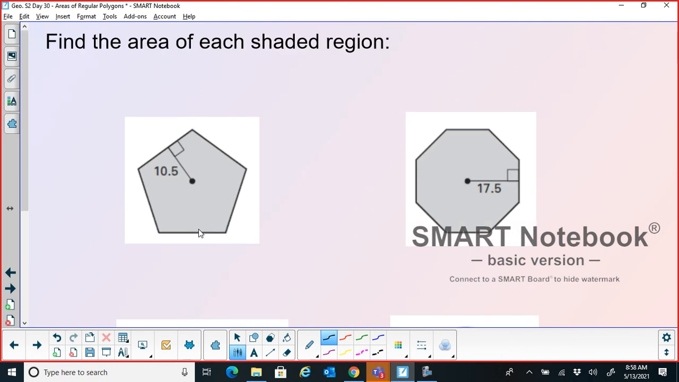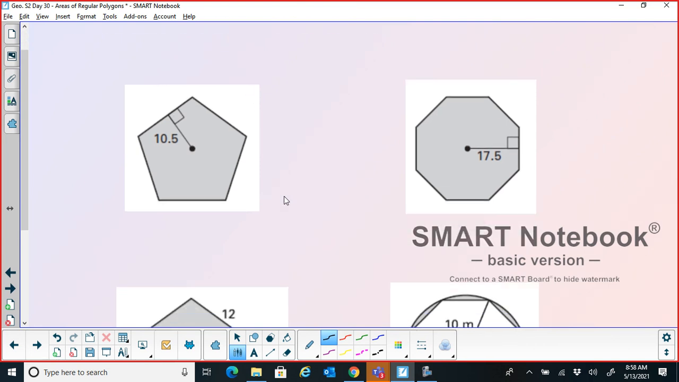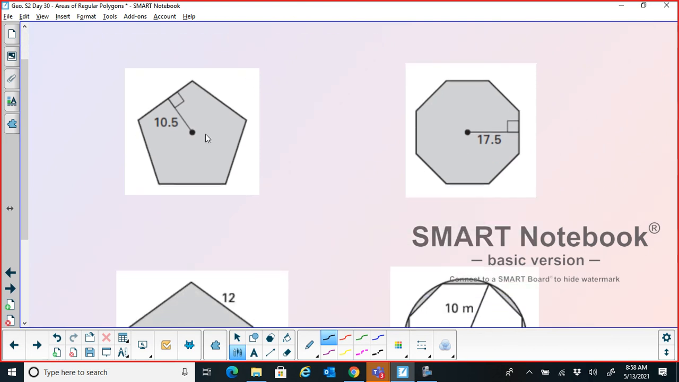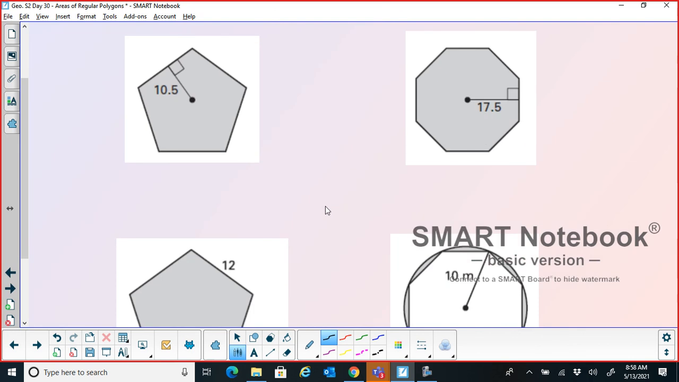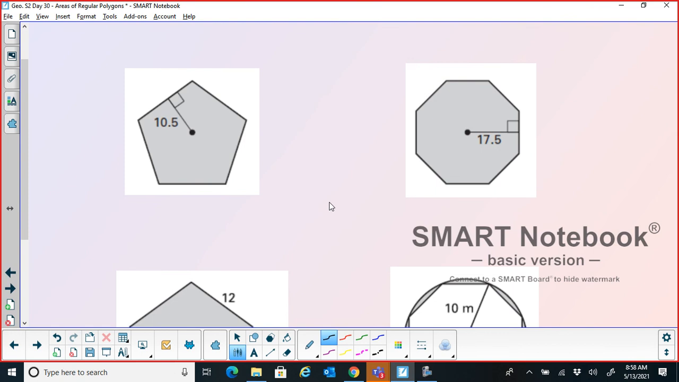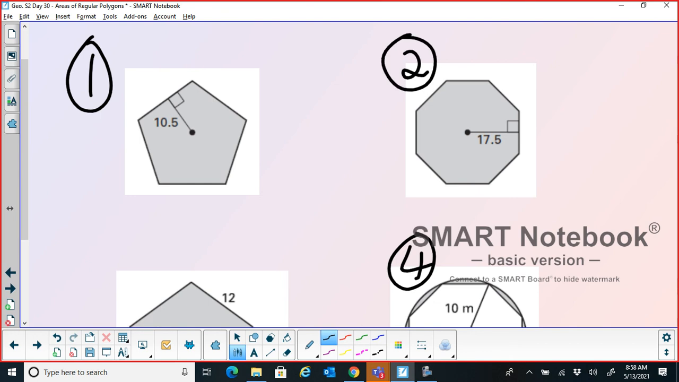What I'll do is, all these are regular polygons. They have not mentioned it here, they've just said find the area of the shaded region. For your understanding, just keep in mind that all these are regular polygons. I will do problems 1 and 4, and I want you to do problems 2 and 3 on your own. As I work on problems 1 and 4, I'll also give you some time to work on problems 2 and 3. So let me get started with problem 1.